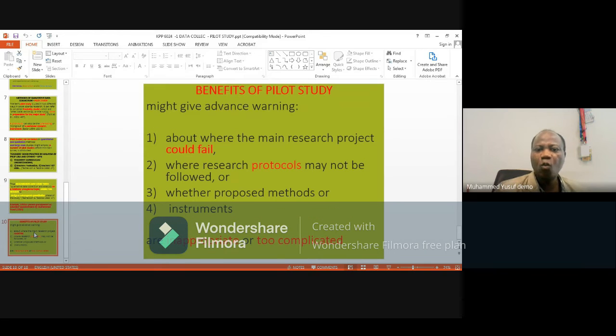Now, in conclusion, why do we need to do the pilot study? It is to tell you where the main research project could fail. That means the terminology you use.